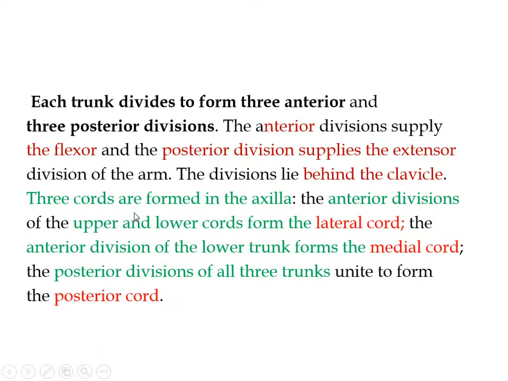Three cords are formed in the axilla. The anterior divisions of the upper and middle trunks form the lateral cord. The anterior division of the lower trunk forms the medial cord. The posterior divisions of all three form the posterior cord.